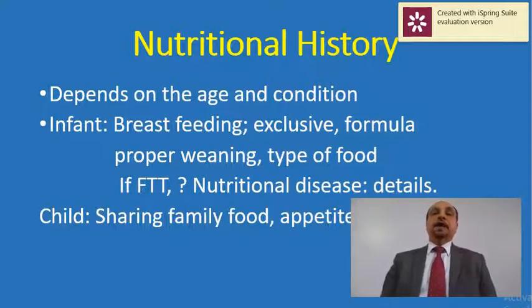Again, if they will start formula, and the type of the formula, and even sometimes the amount of milk given and the frequency of feeds, especially if the child has failure to thrive. Then we will speak about proper weaning, when they will start semisolids, gradual starting of semisolids for the child, and what type of food is given, especially if the child looks like he has a nutritional problem.